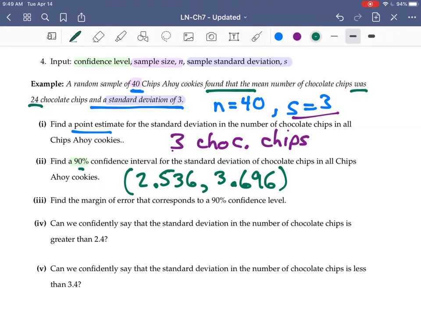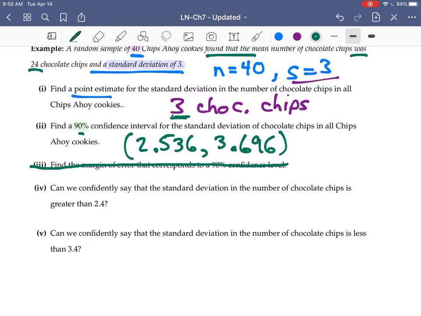As for our margin of error, that's actually not a good question. We don't really have a margin of error here because our point estimate is not right smack dab in the center. Notice that our point estimate was 3, and to the left of 3 we go down 0.464, and to the right of 3 we go up 0.696. So that value of 3 is not the middle of our interval. Again, that's because this is not the best point estimate. It is a point estimate, and we use that to help generate everything else.